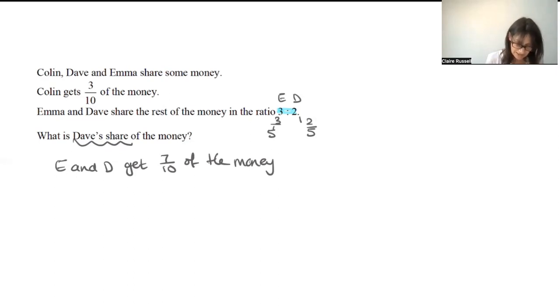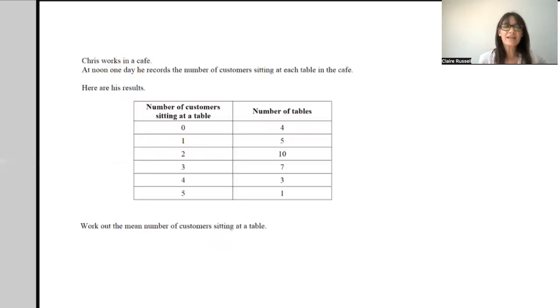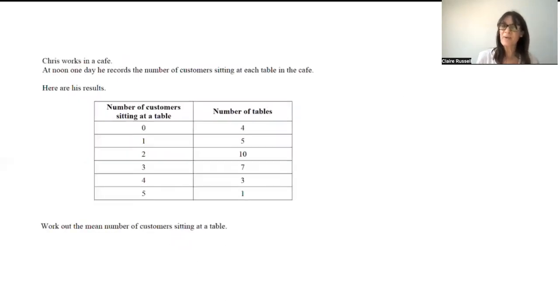I know that 7/10 is the rest of the money. Dave gets 2/5 of the rest of the money. So Dave gets 2/5 of 7/10. Of means times in maths. So we just do this by just doing it: 14/50. They have not asked for us to simplify, so you don't need to worry about anything like that. That is the answer. And of course, if you put that into the calculator it would have simplified it for you anyway, which would have been 7/25. Okay, next question. Pause and press play when you're ready.